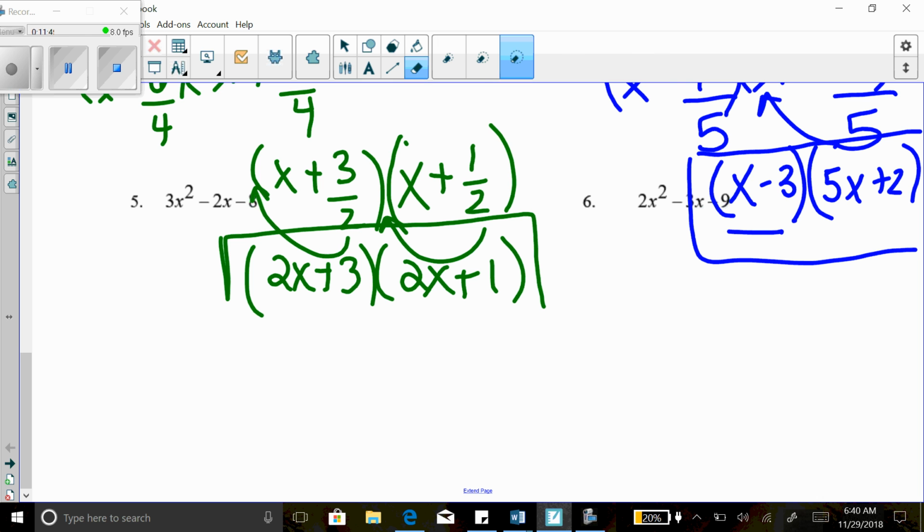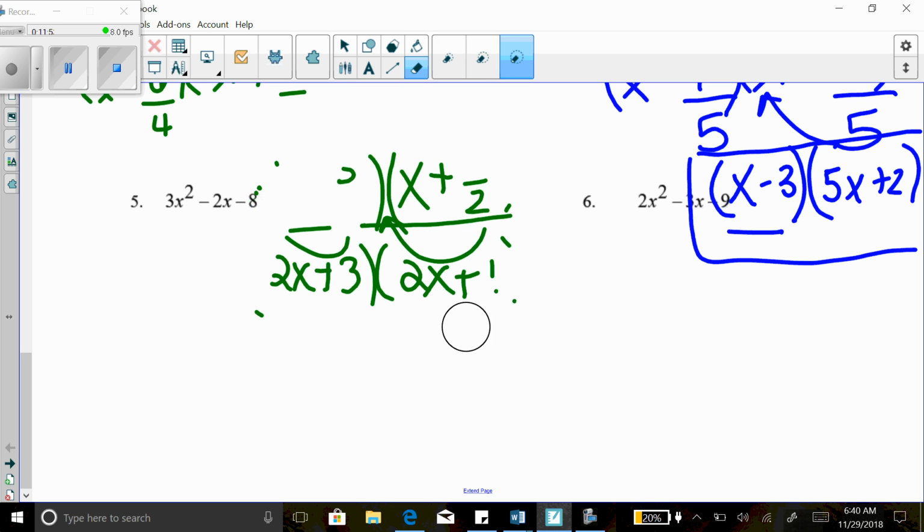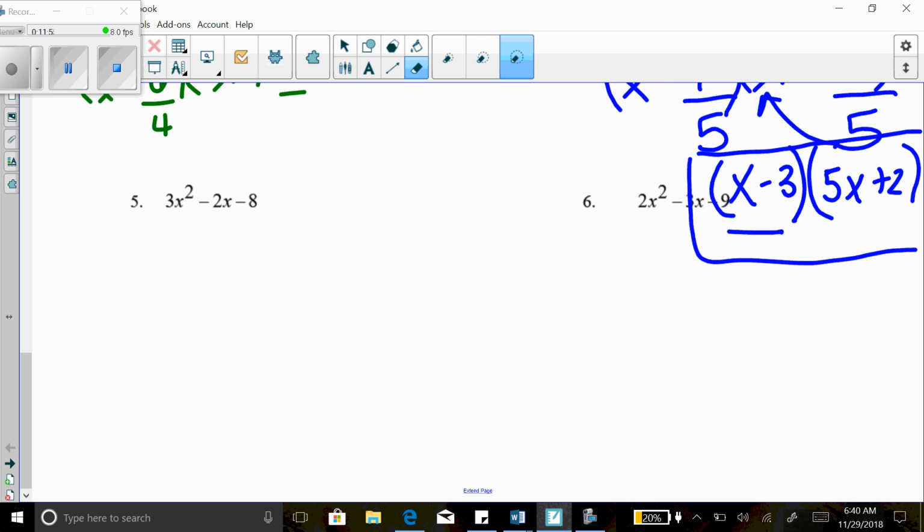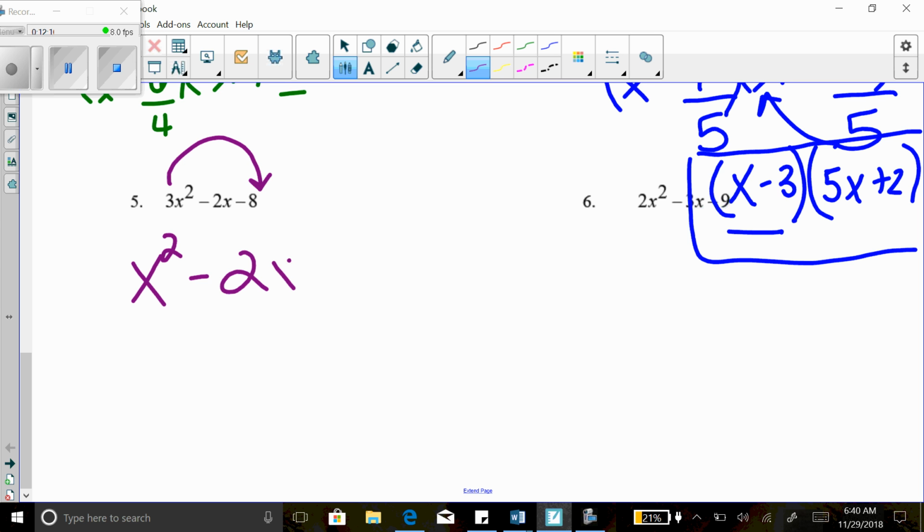Okay, I'm going to erase this. Rewind the video if you need some of the information that I am erasing. Again, the number in front of the x squared is a 3. So we need to do slide and divide. So slide. So now we factor.